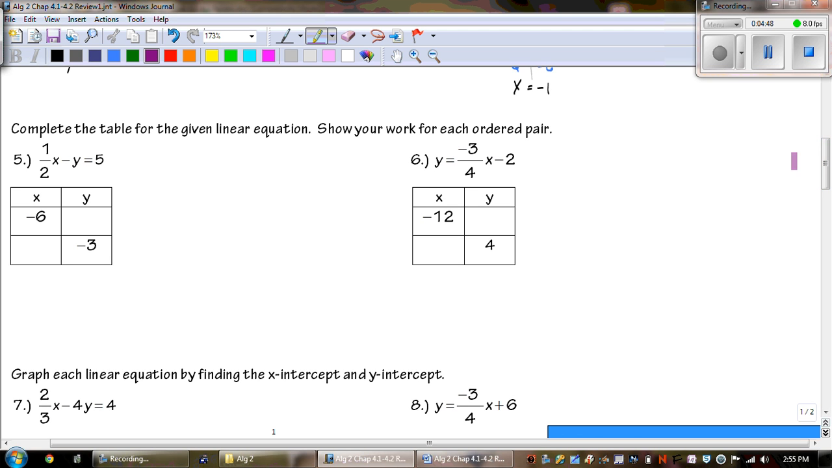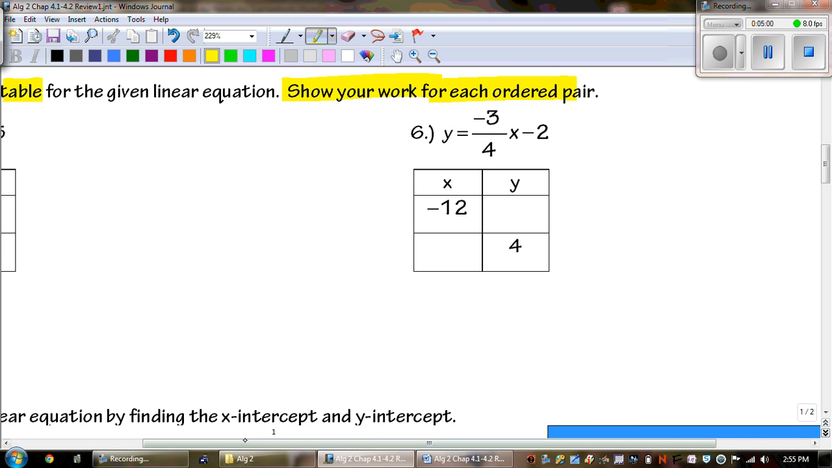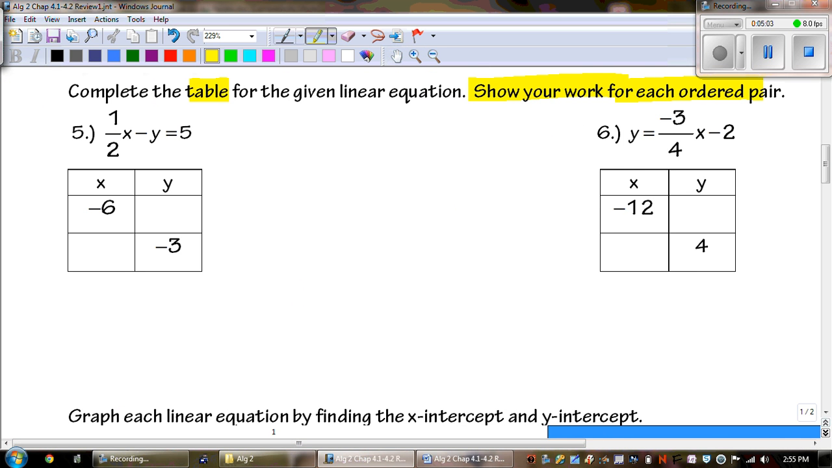Okay, let's look at the directions for the next one. It says to complete the table for the given linear equation. Remember to show your work for each ordered pair. Each ordered pair we have to show our work. Okay, the first one we're going to do is x equals negative 6. So we get 1/2 times negative 6 minus y equals 5. Half of 6 is 3, and it's going to be a negative 3.